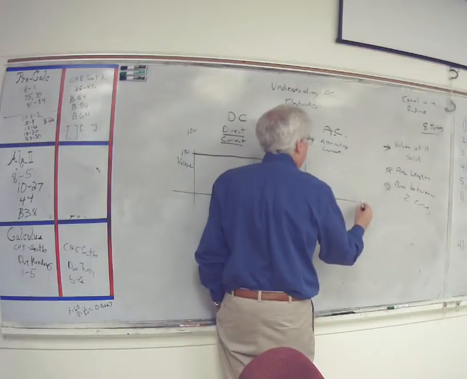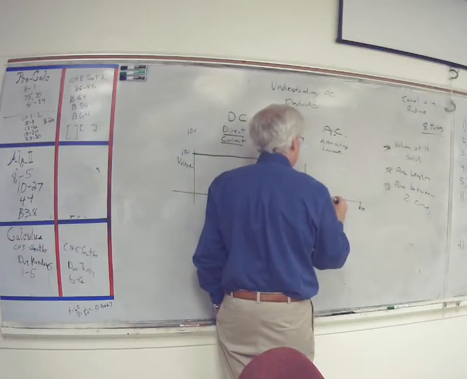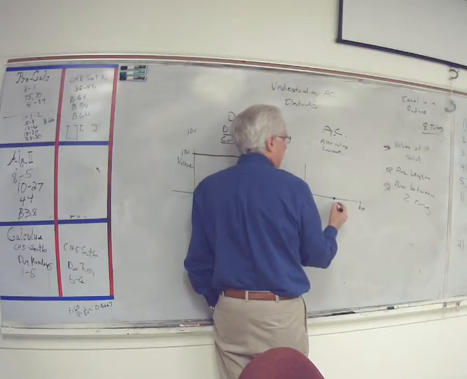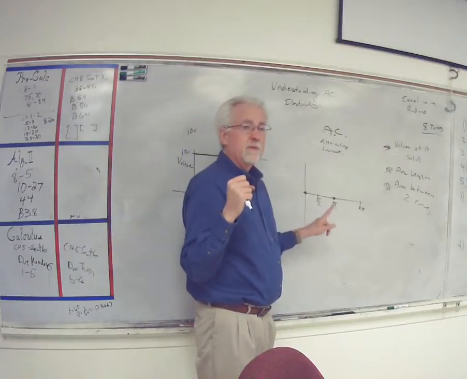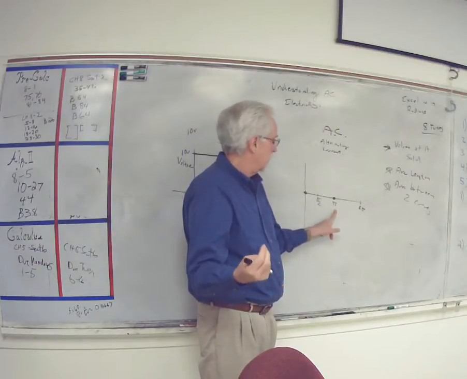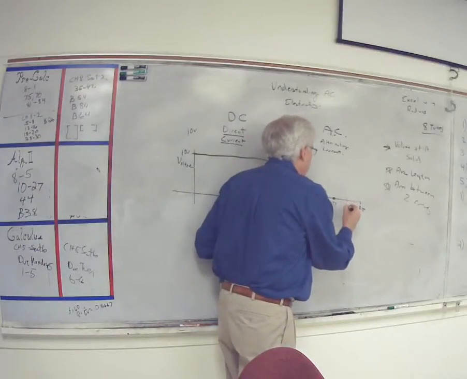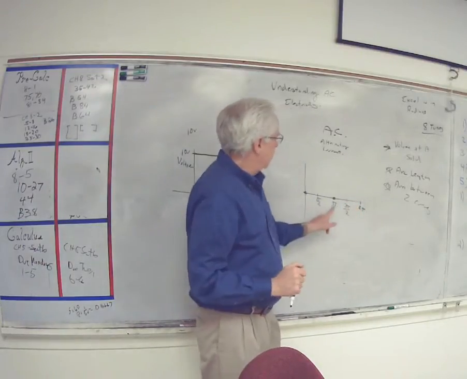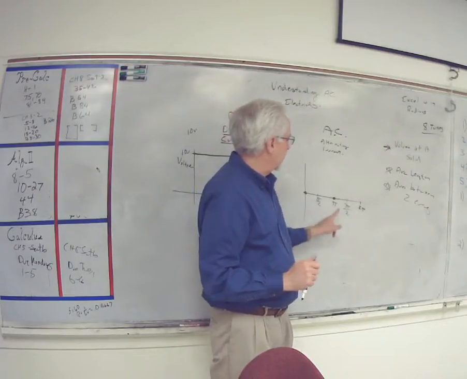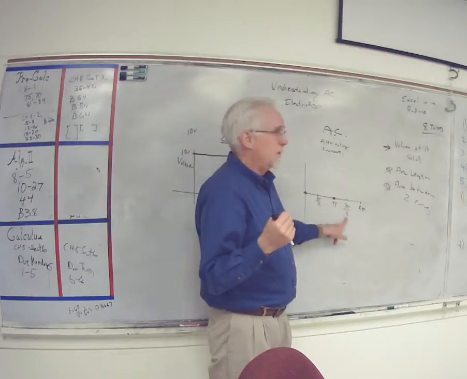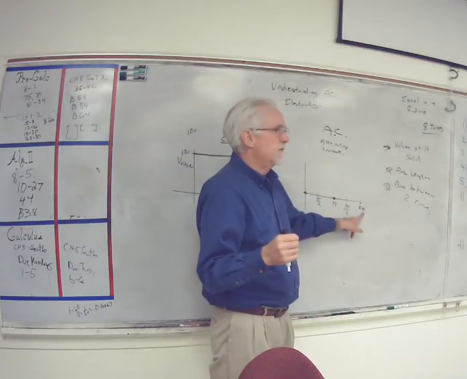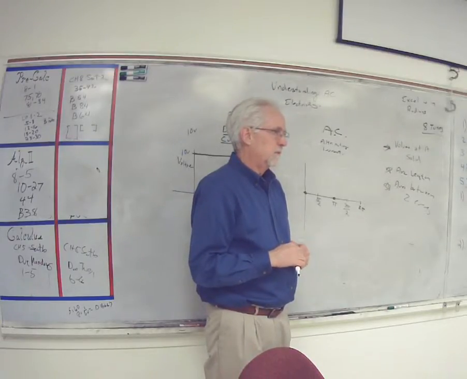So let's think of a sine wave. We go from 0 to 2 pi. What's half of 2 pi? Pi. And what's half of that? Pi over 2. So what do I count by? Pi over 2. Count with me: 1 pi over 2, 2 pi over 2, 3 pi over 2, 4 pi over 2. So 1 pi over 2 is pi over 2, 2 pi over 2 is pi, 3 pi over 2 is 3 pi over 2, and 4 pi over 2 is 2 pi. Then what happens? It repeats itself.